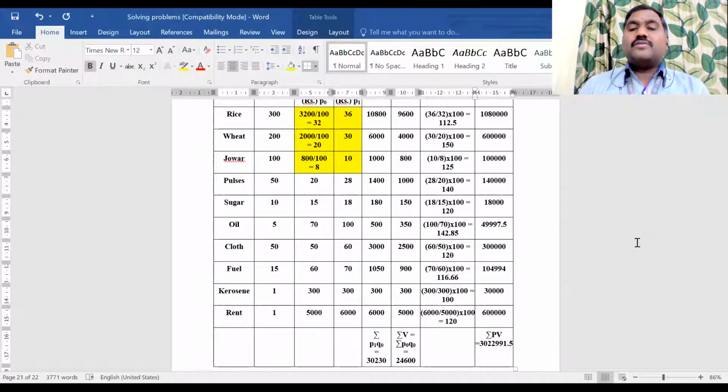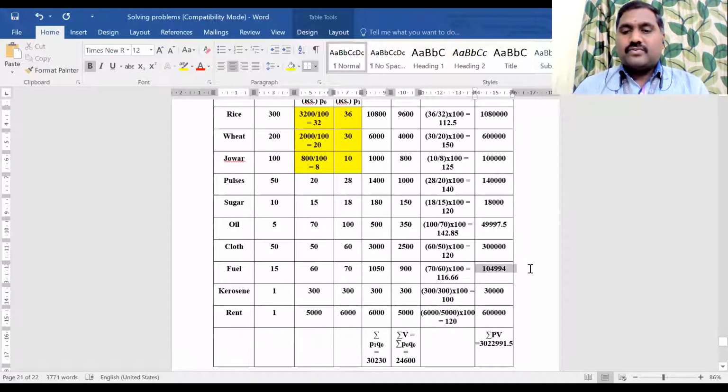Next one is 49,997.5. Next one is 3 lakhs. For cloth, PV value is 3 lakhs. For fuel, 1,04,994. And for kerosene, 30,000. And for rent, 6 lakhs. Okay, so copy the total value also.